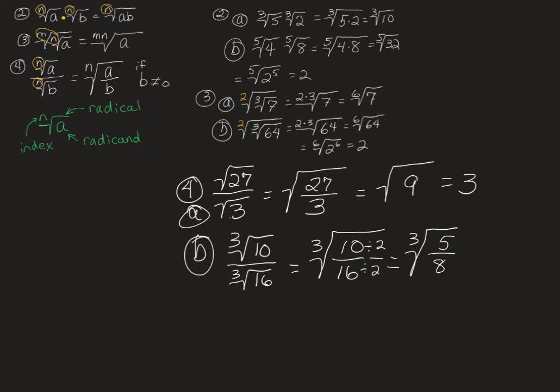Now we're going to use the same rule, rule number 4, in the other direction. We're going to break this into 2 separate radicals, one in the numerator and one in the denominator. Why in the world am I doing that? Well, I don't know what the cubed root of 5 is, but I do know the cubed root of 8 is 2. And now I have gotten rid of that radical in the denominator.